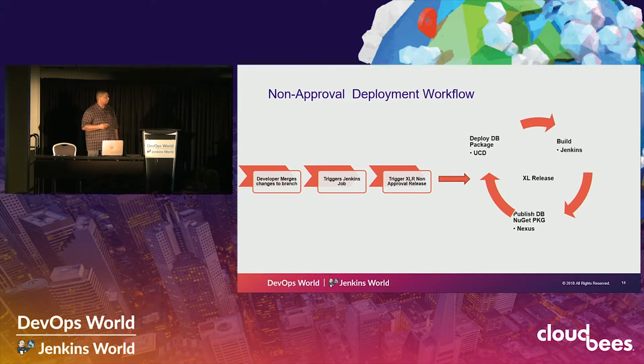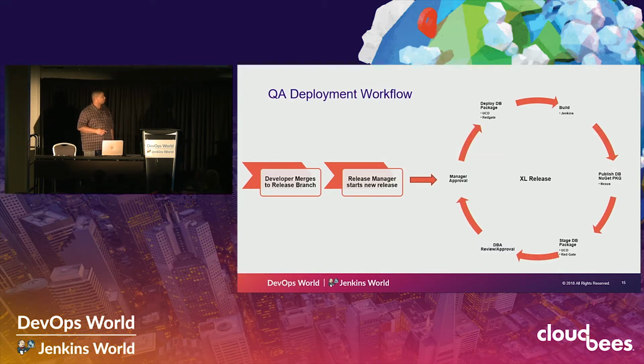So this is where, during that homework phase, if you had an agreement where there are certain target databases that do not require any type of approvals, then that's where this will come into play. And then the next is a QA deployment workflow. And so this is a little different. This is when the developer, let's say if you're using a Git flow workflow, merges to the release branch, and then at that point, the release manager will start a new release in XL Release. And when that's in XL Release, the first step's the same.